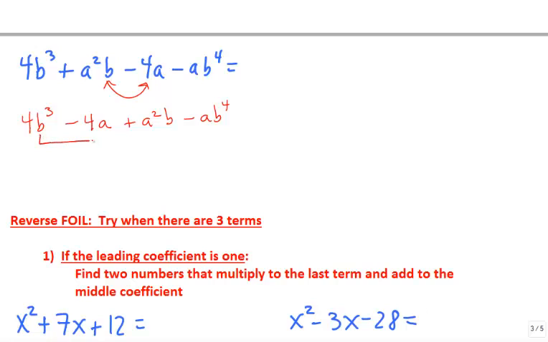So if I go to the first two terms now, what do they have in common? They both have a 4. So if I pull out a 4, then I would be left with a b cubed, and I would be left with that minus a.